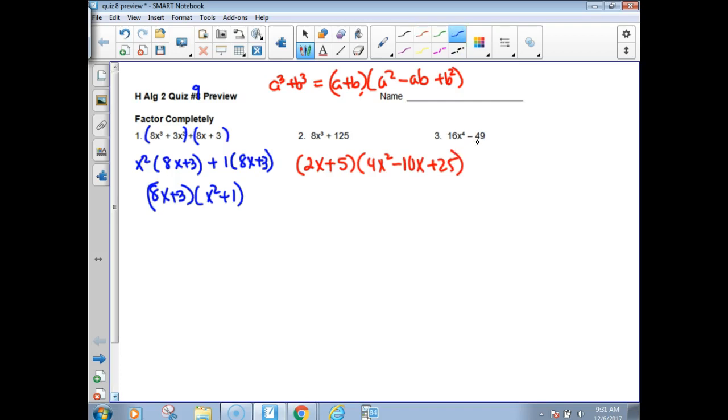Number 3 is a difference of squares. So it's 4x squared minus 7, or plus 7, I don't care which one you do first, times 4x squared minus 7.